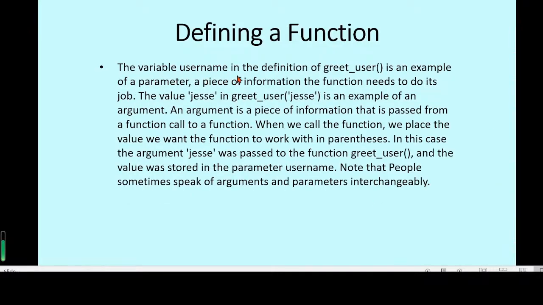The variable username in the definition of greet_user is an example of a parameter, a piece of information the function needs to do its job. And the value Jesse in greet_user('Jesse') is an example of an argument. An argument is a piece of information that is passed from a function call to a function. So when we call the function, we place the value we want the function to work with in parentheses. In this case, the argument Jesse was passed to the function greet_user, and the value was stored in the parameter username. Note that people sometimes speak of arguments and parameters interchangeably.